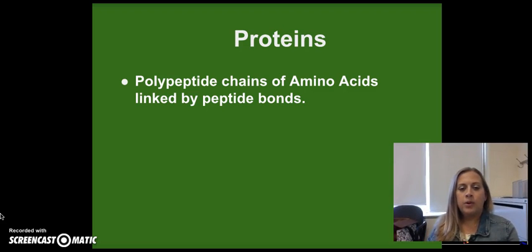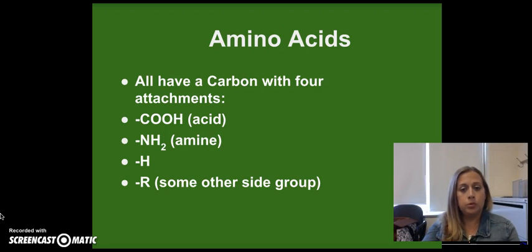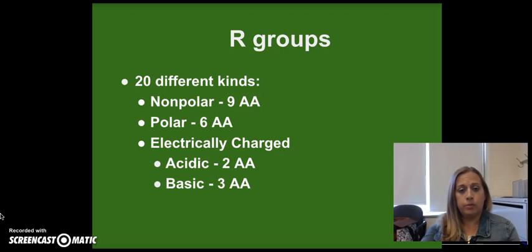Now, proteins are polypeptide chains of amino acids that are linked by, this time we call them peptide bonds. Okay, so it's peptide bonds that link different amino acids together that then form proteins. Amino acids all are going to have a central carbon with 4 attachments. So on one end, the carbon will have a carboxylic acid group. On the other end, the carbon will have an amine group. It will have 1 hydrogen, and then R is just a placeholder. There's going to be some other side group attached to that central carbon.